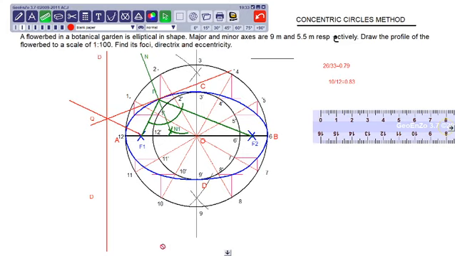So this is how we can construct an ellipse using the concentric circle method, and since the major axis and minor axis were given in this problem, from the properties we can find out the location of the focus, then the directrix, and we can also calculate the eccentricity.